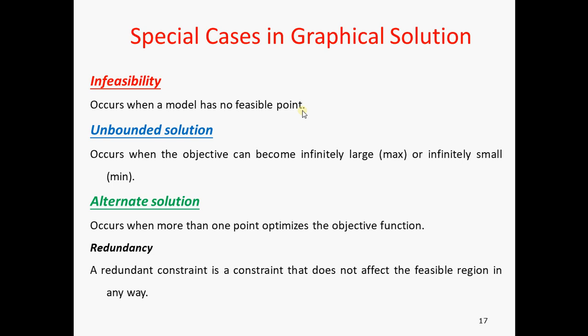In such cases, it is called infeasibility or no solution case. We'll take a problem on each case. It occurs when a model has no feasible point. Basically there will be no feasible solution at all. So that is called infeasibility.